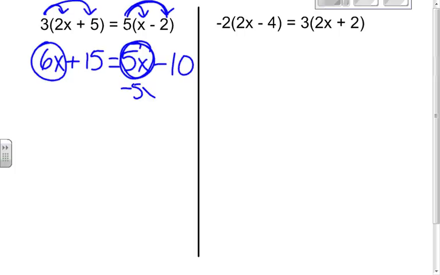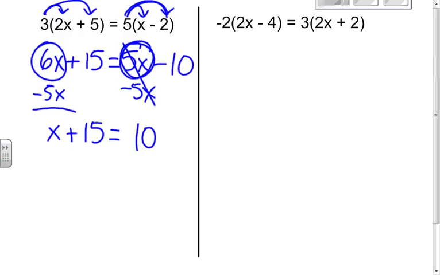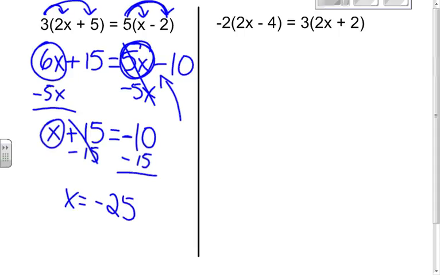So minus 5x, minus 5x. 6x minus 5x is 1x, but I can just write down x, plus 15 equals, and now what I saw a lot of you in class do was just write 10. That's not correct. If you look up here, it's a negative 10. So x plus 15 equals negative 10. Now that I have the x by itself, all I have to do is get rid of the plus 15 by doing minus 15, and I get x equals negative 25.